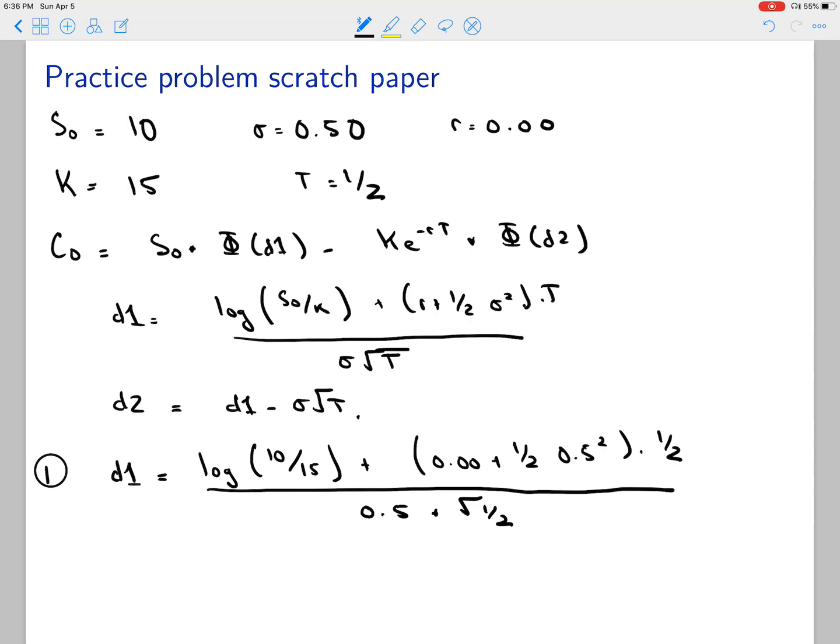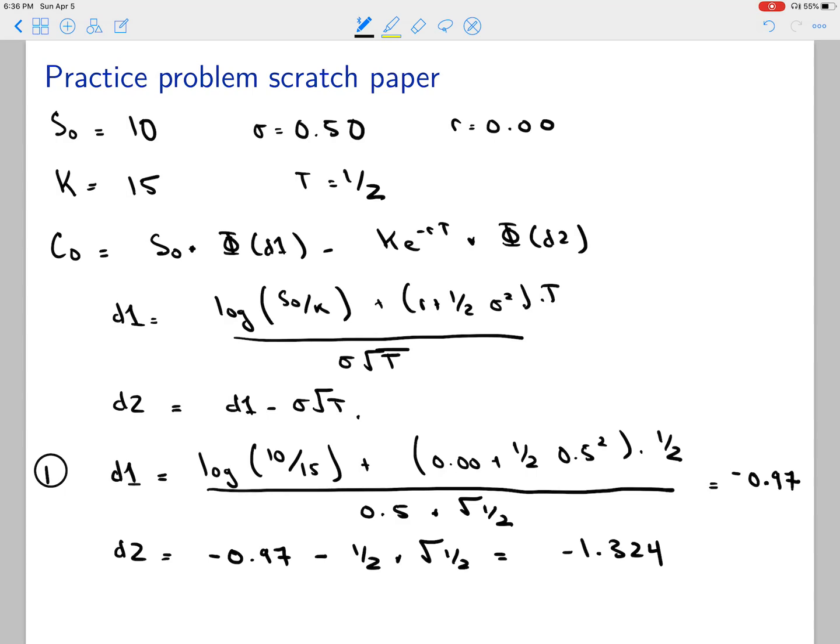Let me load up my calculator right here, and I will calculate this out for us. So we have 10, 0, 0.5, 15, 1/2 year. Okay. We're going to see that D1 is equal to negative 0.97. Okay, and D2 then is equal to D1 minus sigma root T, negative 0.97 minus 1/2, which is the volatility, okay, times square root 1/2, which is equal to negative 1.324.